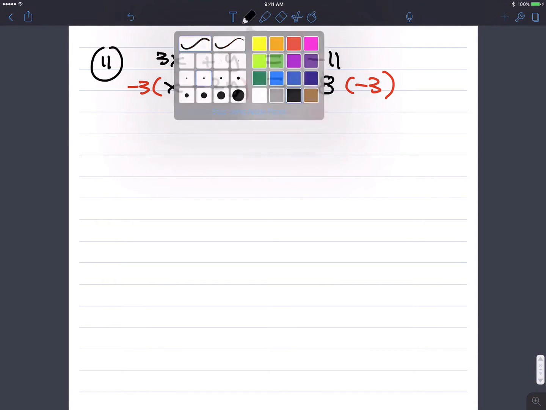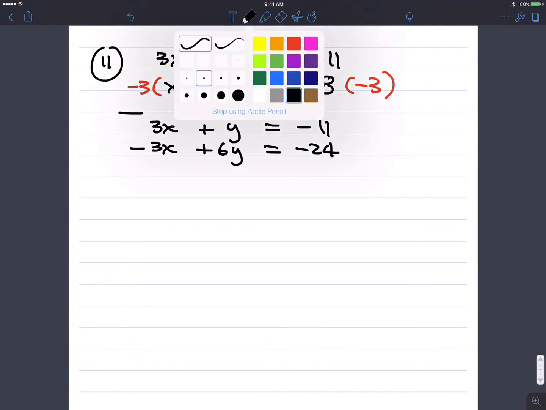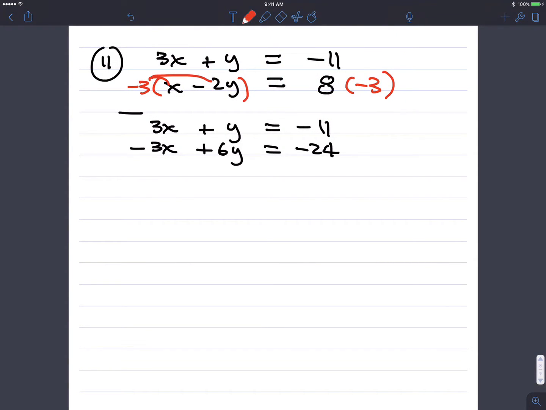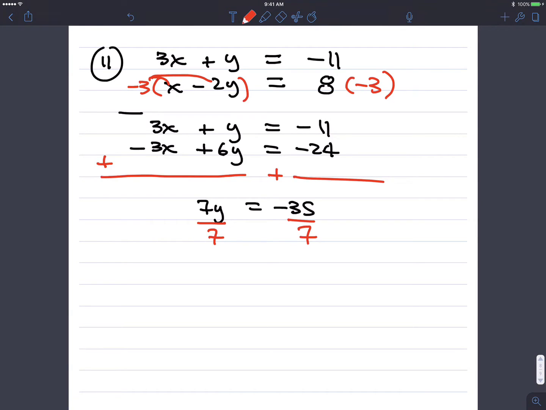Let's take a look at what we have. The first equation remains unchanged. The second equation is now negative 3x plus 6y, and that will equal negative 24. Don't forget, you distributed the multiplication with negative 3. Now, by adding the left sides together, we get 7y equal to negative 35. We're going to divide both sides by 7. And y is going to be negative 5.